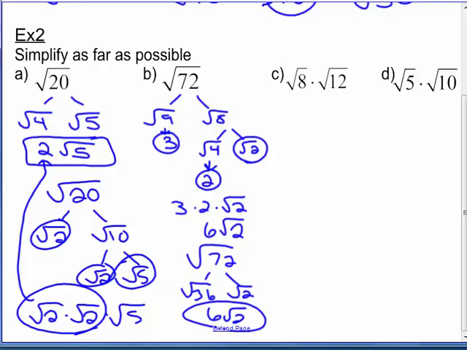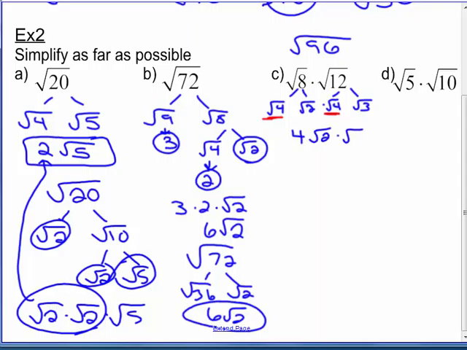In C, sometimes it'll be beneficial to multiply them together. Sometimes you may just want to leave them broken up. Some people like to put it as the square root of 96 and then break that down from there. Other people will break 8 into square root of 4 times square root of 2, and break 12 into square root of 4 times square root of 3. What's the square root of 4 times the square root of 4? That's just 4. So I get 4 root 2 times root 3, or 4 root 6.